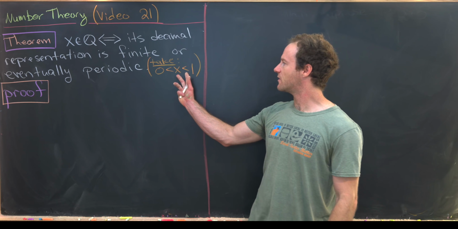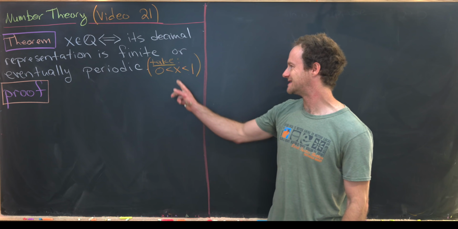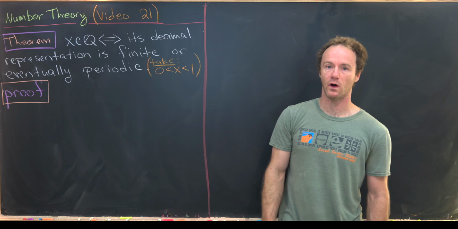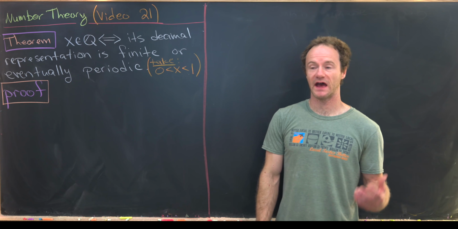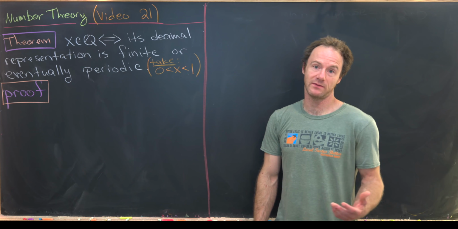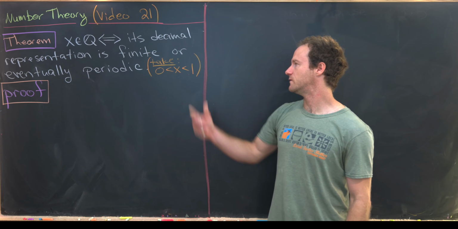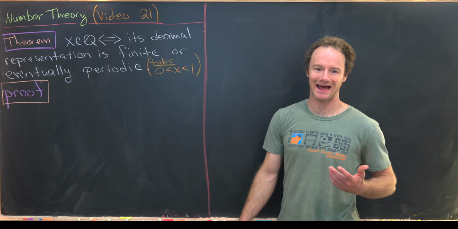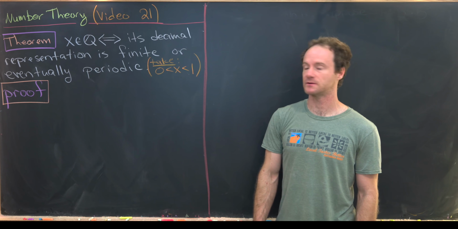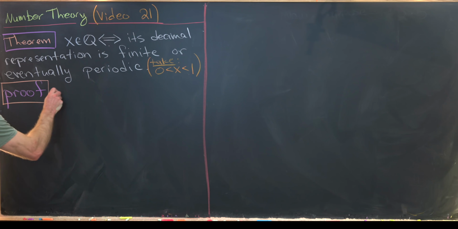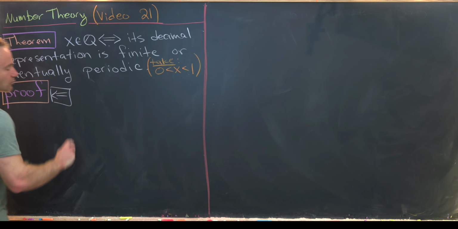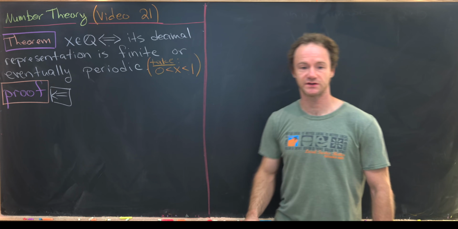So I want to point out that all along this proof, we're going to take x between 0 and 1. So notice that we could just take an arbitrary value of x, which is a rational number, or maybe any real number, and move it to the interval 0 to 1 just by adding an integer. So that's really no big deal. Okay, so our proof is again an if and only if statement. So we'll start with the reverse direction first.